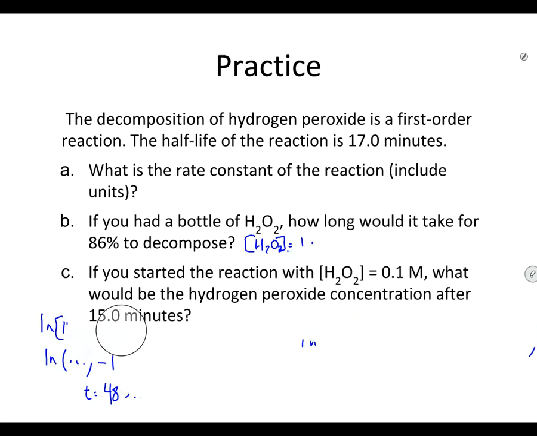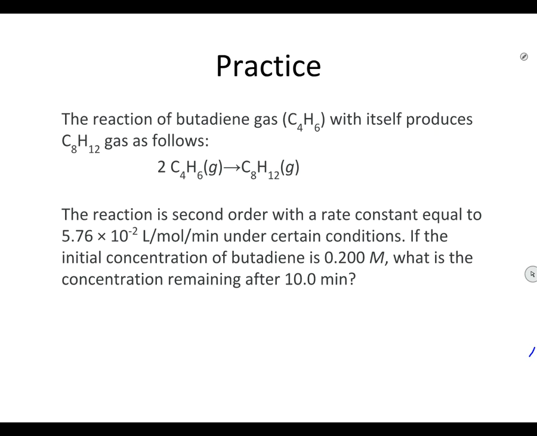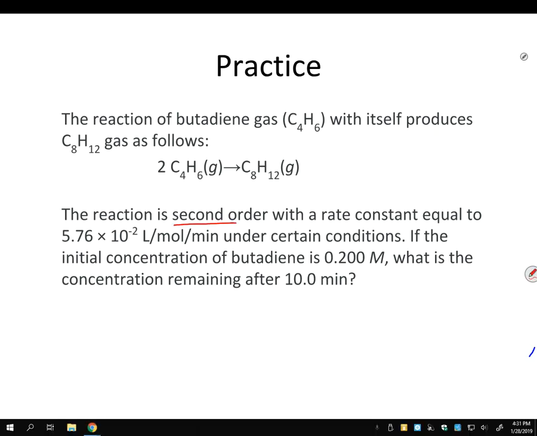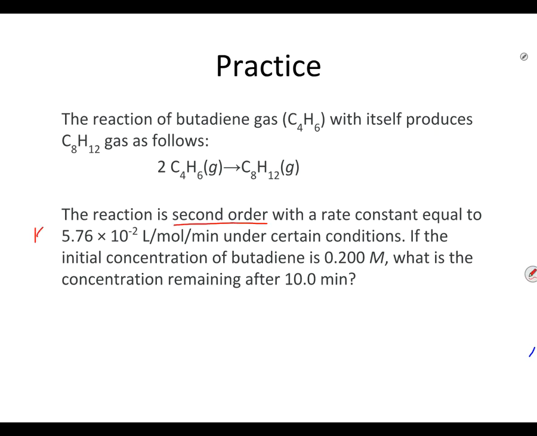So now let me show you a second order rate law problem. We won't have to deal with half-life in those, so that's a little good. We have this reaction, and they do tell us that it is second order, and they tell us that the rate constant, k, is this, under certain conditions. If the initial concentration of C4H6 is this, what is the concentration remaining after this time?